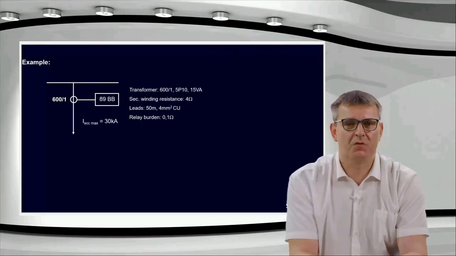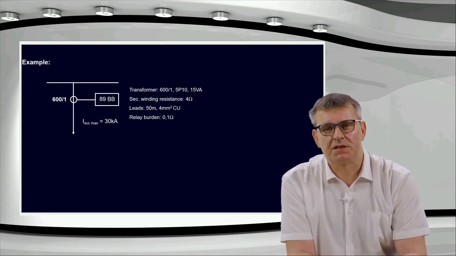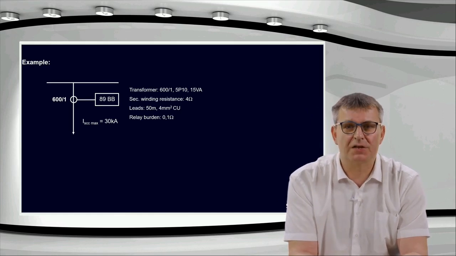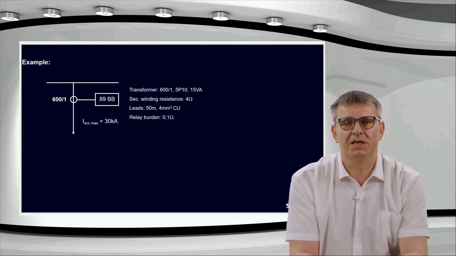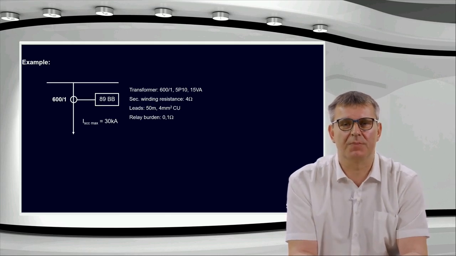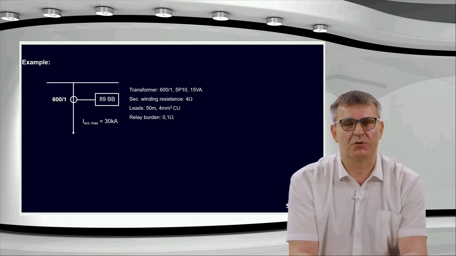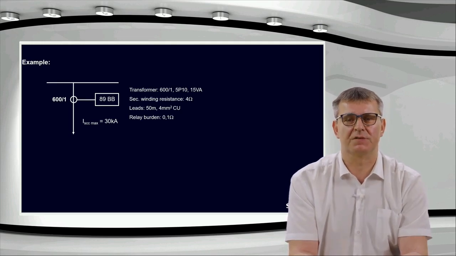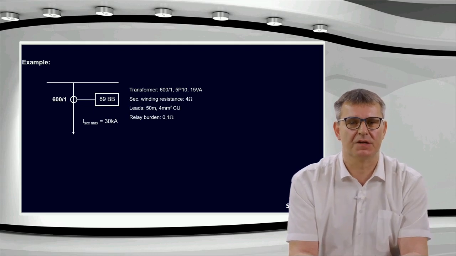A small example: we have a busbar protection, we have a transformer with a primary current of 600 and a secondary rated current of 1 amp. We have a 5P10 CT type with a rated power of 15 VA. The resistance of the secondary winding is 4 ohms. We have leads of 50 meters, copper, with a cross-sectional area of 4 square millimeters. And as already said, the burden of the relay, the 7SS85, is 0.1 ohm. The maximum short circuit current is 30 kiloamps.